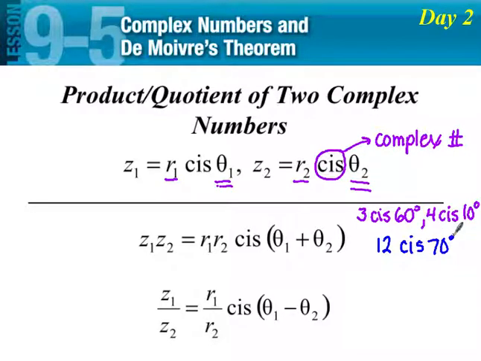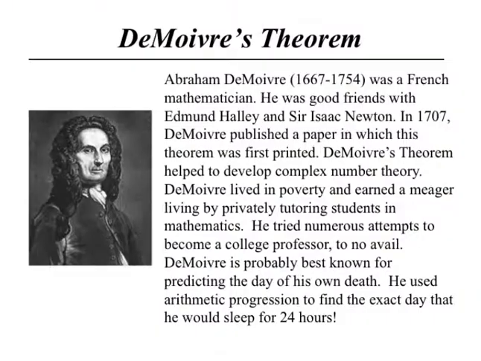Now when you divide, what you do with the radii is you divide the radii and then you subtract the angles. So in this case it would be 3/4 cis 50. So that's all you have to do. Pretty straightforward. So now we're going to talk about De Moivre's theorem.